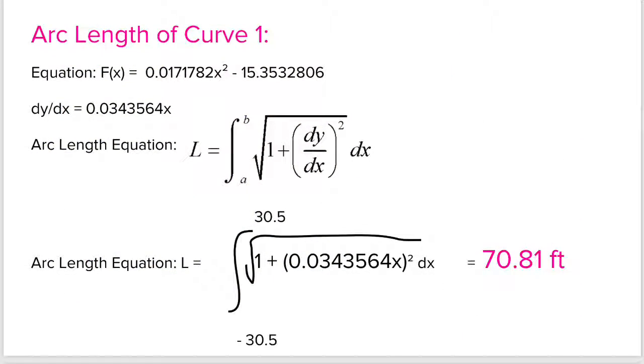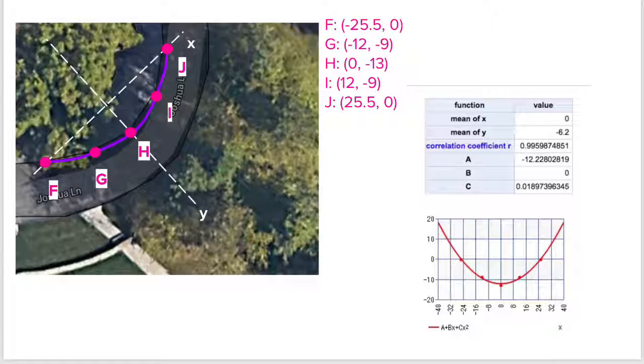Using the coefficients I found, I put them into an equation to get a quadratic equation. For the arc length formula, you need to find the derivative of that equation, so I found dy/dx. I plugged that into the arc length equation and I got 70.81 feet. I just used my calculator to solve that equation. I did the same for the following two curves.